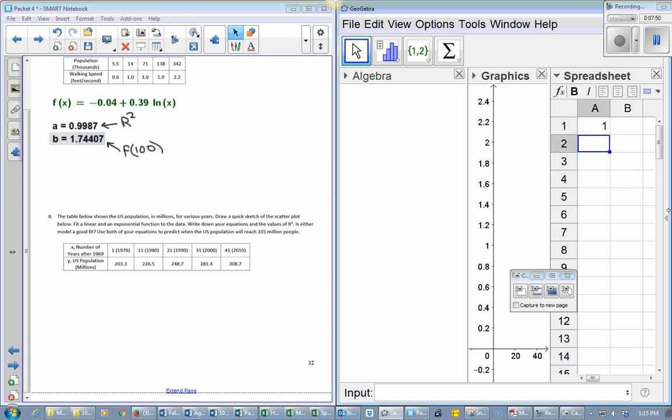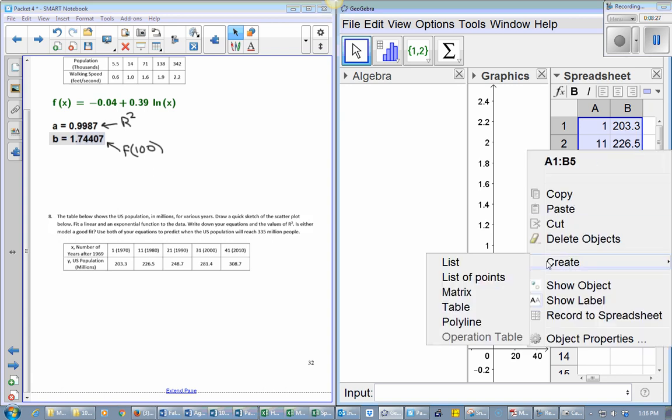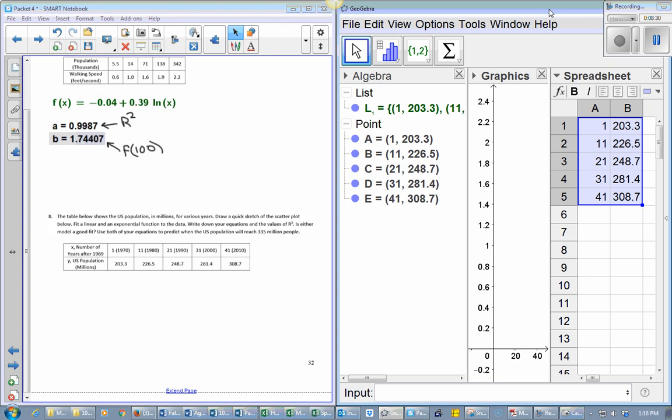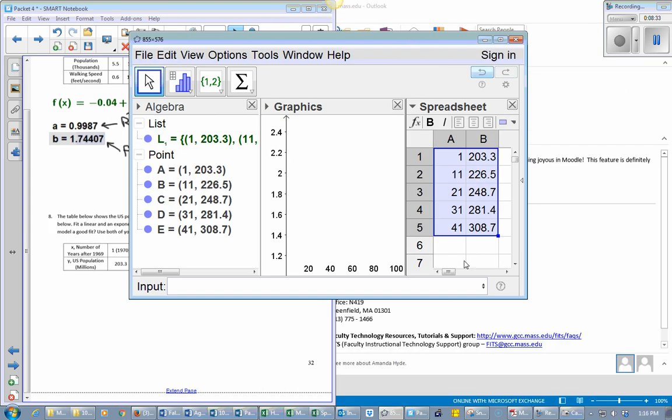Okay, my X data is 1, 11, 21, and 41. And my Y values, these are US populations, 203.3, 226.5. And I messed something up because I should have 1, 11, 21, 31, and 41. There we go. All right, I'm going to highlight my data, right click, create list of points, minimize that. And now I can make this big.